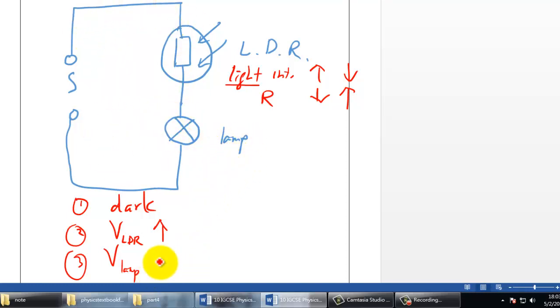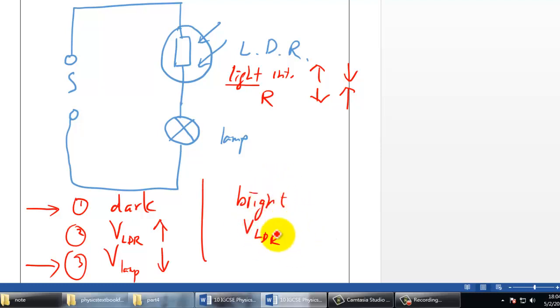The street lamp will have less voltage. So what happens is, when the sky is dark, the street lamp would not be switched on, it's actually switched off. On the other hand, when the sky is bright, the voltage of the LDR would decrease, and that makes the voltage of the lamp increase. That means it's switching on the lamp. Isn't this ridiculous? You switch on the lamp when the sky is bright. This is exactly the opposite of what you want to do.